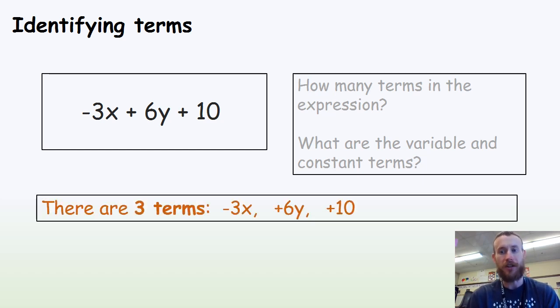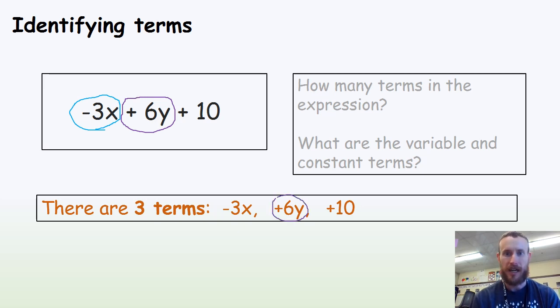So let's see, there's 3 terms. Our first term is negative 3x. So that is right here, circling it. You see it includes the negative sign in the front. Terms are separated by plus and minus signs. So the 6y is next, but it includes that positive sign in the front, plus 6y there. And finally, the 10, positive 10, that's our third term. So we have 3 terms.